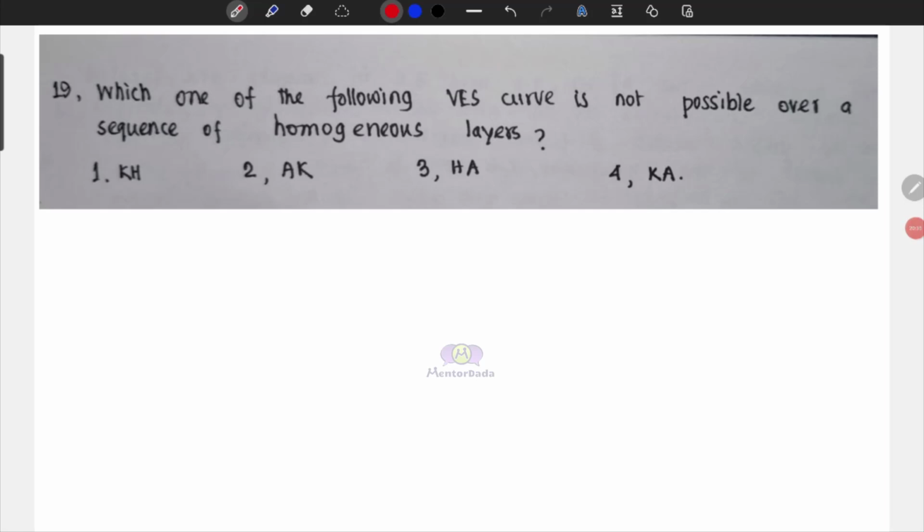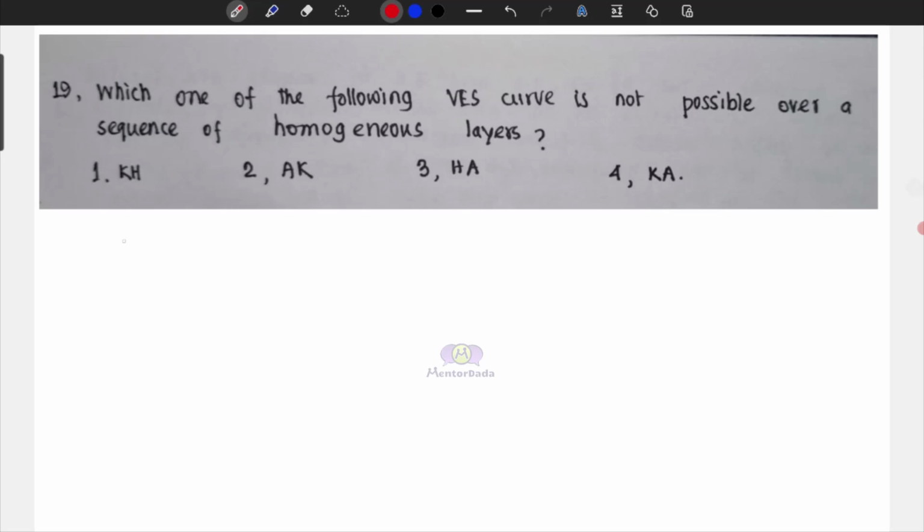Here is another question regarding the VES curves, and this has also been taken from your previous year's questions. Which of the following VES curves is not possible over a sequence of homogeneous layers? There are 4 options, indicating specific types of VES curves, and you have to choose which curve is not possible.